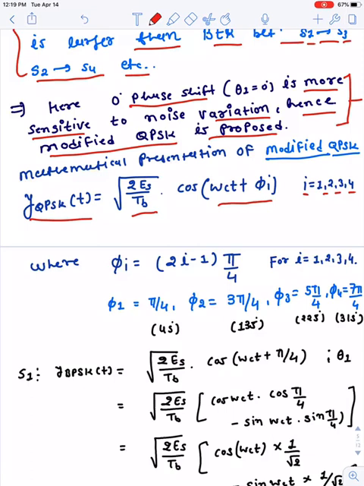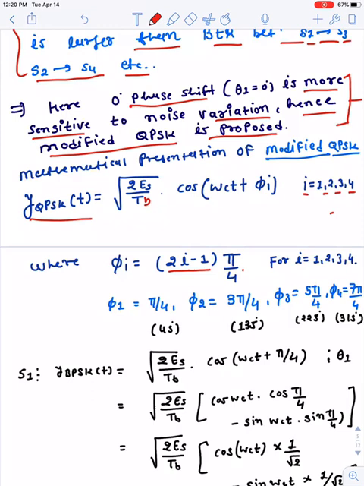So in the earlier case, phi i was (i minus 1) pi by 2. So if you place a different value of i here, we get the 4 phases: 0 degree, pi by 2, pi, and then 3 pi by 2. But in this modified QPSK, we have a different equation. Rather than (i minus 1), we have (2i minus 1) into pi by 4. This is the difference.